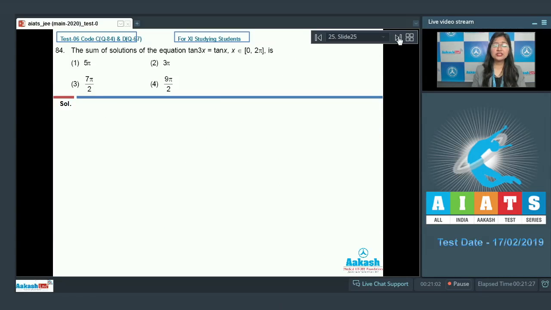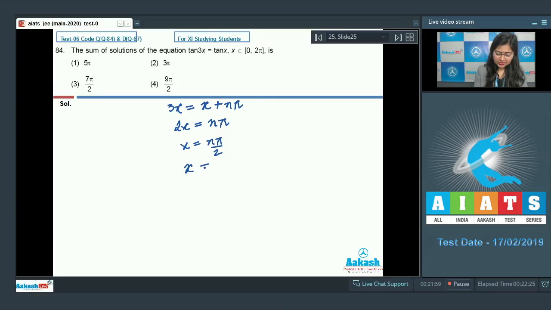Next is question number 84, which says that the sum of solutions of the equation tan 3x equal to tan x, when x belongs from 0 to 2 pi, is. Now it is known that the solution of tan theta equal to tan x is theta equal to x plus n pi, that is 2x equal to n pi. That is, we have x equal to n pi by 2.